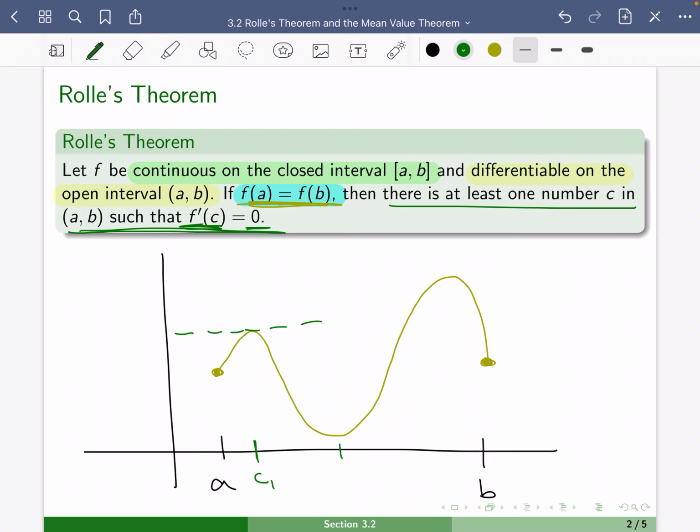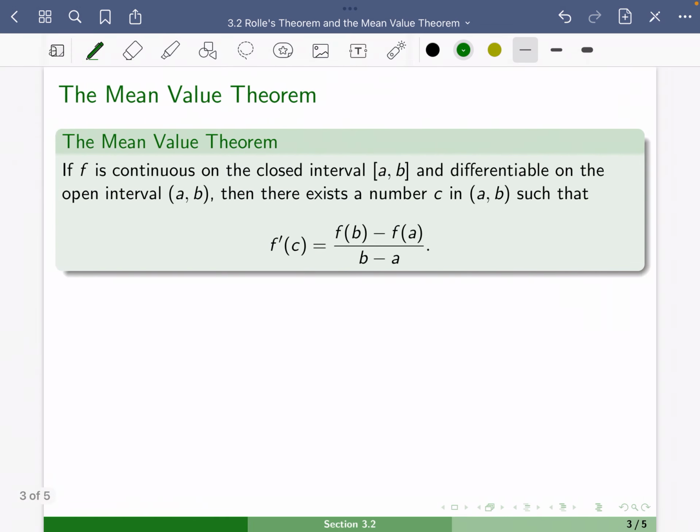Now here we actually have more than one number c. So we actually have 3 different locations where our derivative is equal to 0. Now, Rolle's theorem just guarantees there's at least one. We could have more than one. That's Rolle's theorem. Our second theorem that we want to look at here is similar to Rolle's, but it is more generic. It is much more general than Rolle's theorem, and that is the mean value theorem.